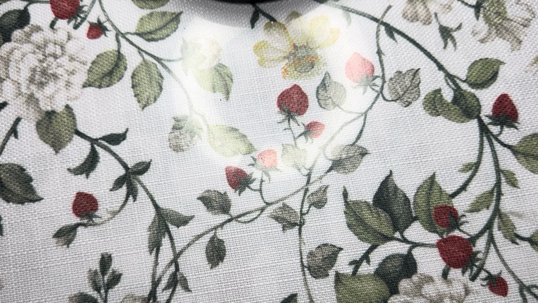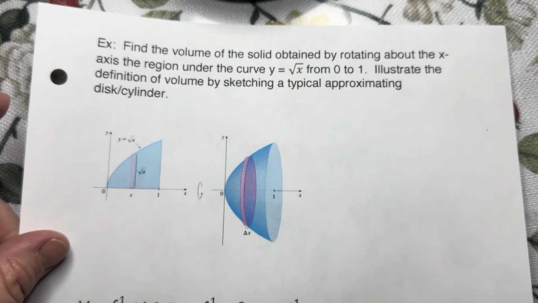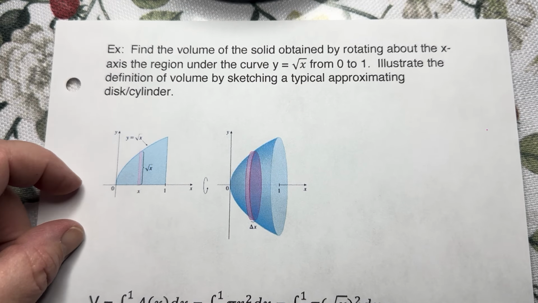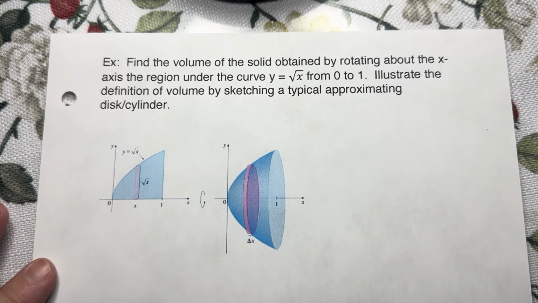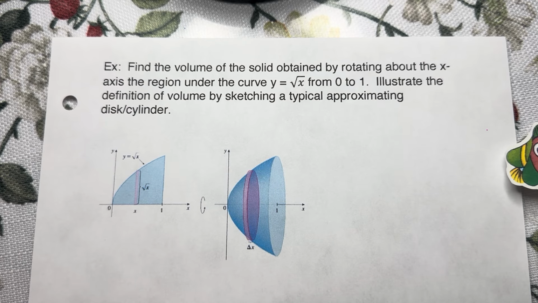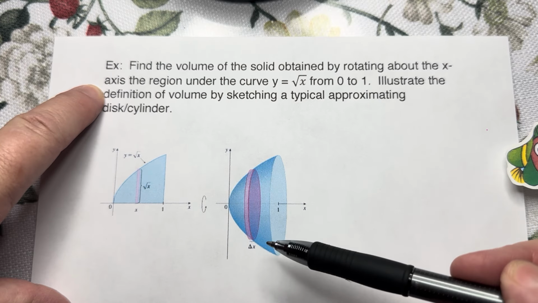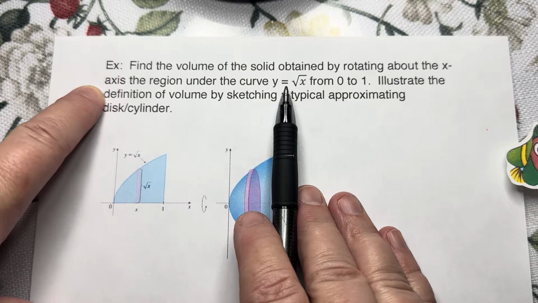Now this one, I copied the pictures from the book because I don't think I could do it justice. So I'm going to give the whole thing away. But let's take a look at this one. Let me keep that down below. Find the volume of the solid obtained by rotating about the x-axis. So again, we're going around the x-axis, the region under the curve.